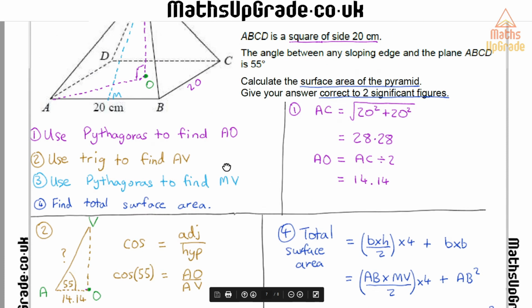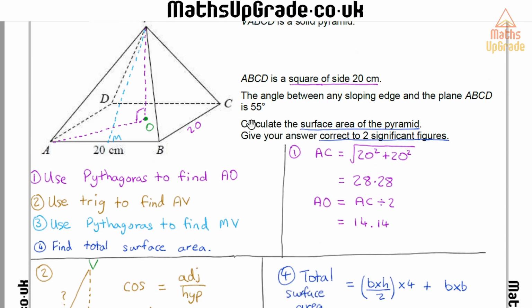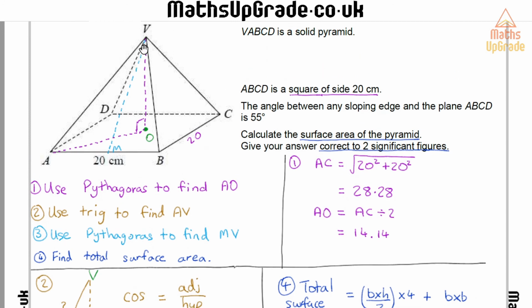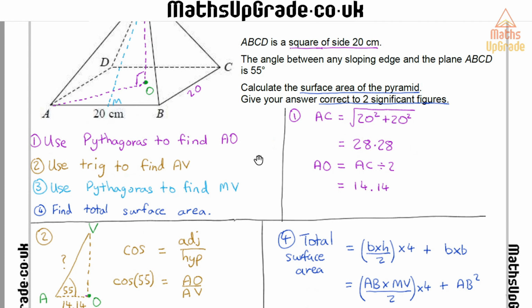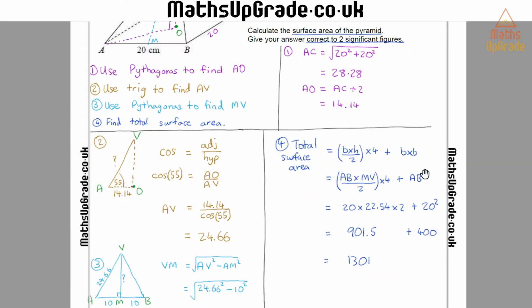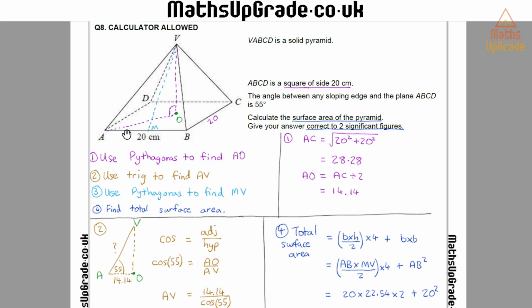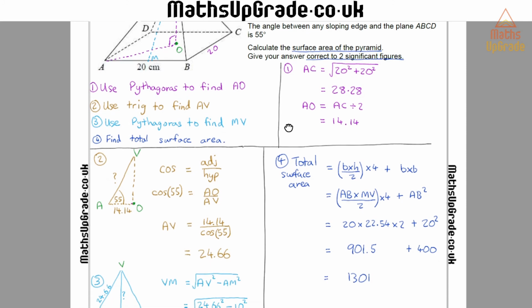The last part of this question is what the question's all about really, and that is to find the surface area. The total surface area is the area of this triangular face multiplied by 4 since it's identical with the other three, added to the area of the base. So that's what I've done here. So the area of a triangle is base times height divided by 2. Since the base is AB and the height is MV, I've got those values here.